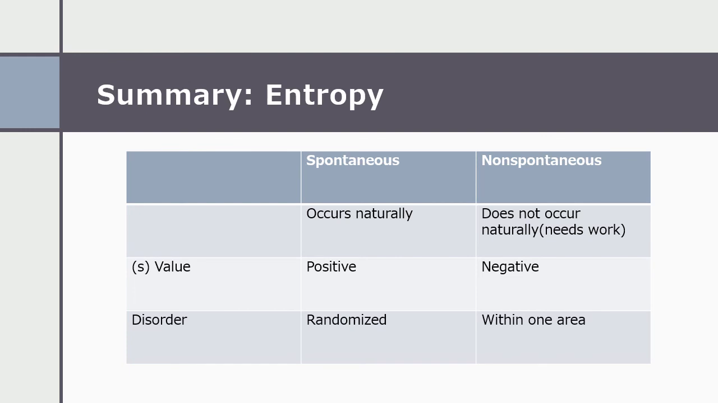This slide shows the summary of entropy, where it summarizes that a spontaneous reaction occurs naturally, has a positive entropy value, and that the matter within the system is randomized. While a non-spontaneous reaction does not occur naturally, it needs work, such as any kind of electrical current. The entropy value is negative, and the disorder is within one area.